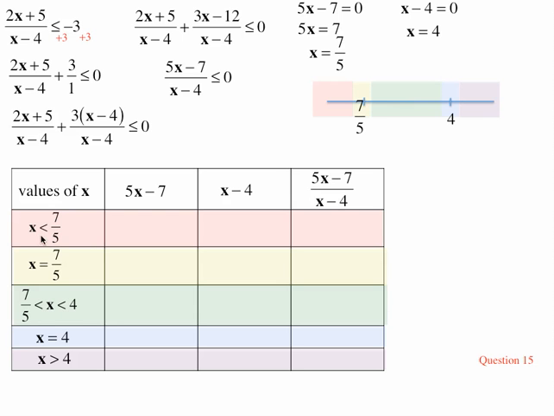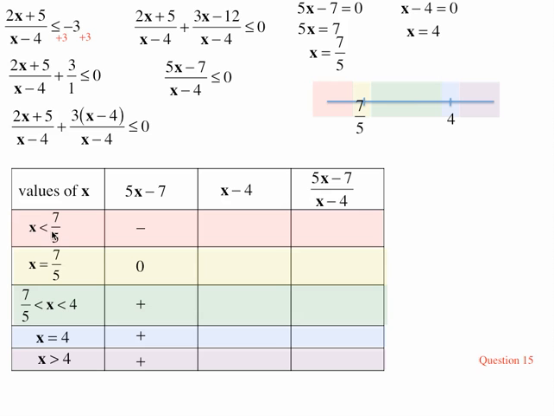Okay, when x is less than 7/5, for example, when x is 0, you get a negative. When x is equal to 7/5, 5 times 7/5 is 7, minus 7 is 0. When x is between 7/5 and 4, like when x is equal to 2, you have 10 take away 7, that's positive 3, and that's positive. When x is equal to 4, you have 20 take away 7, which is positive 13, which is positive. When x is greater than 4, like when it's 5, you have 25 take away 7, which is going to be a positive.